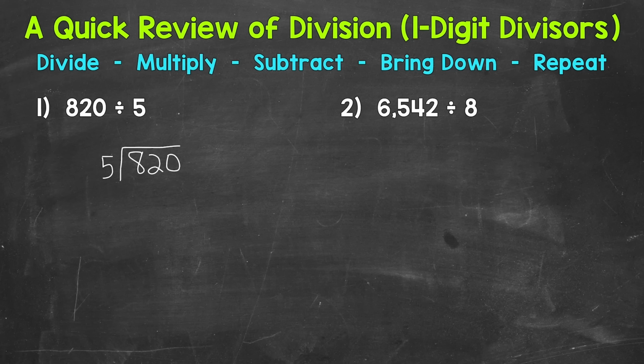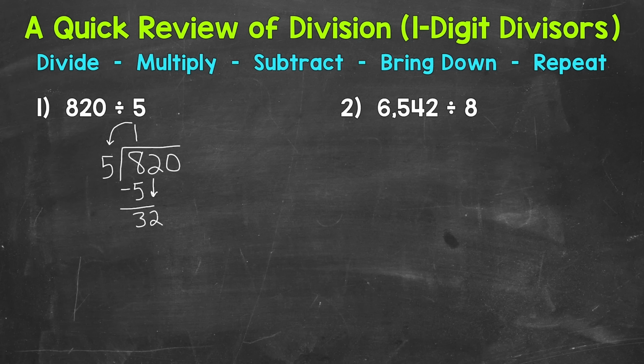So we start with divide. We're going to do 8 divided by 5. How many whole groups of 5 are in 8? 1. So that goes above our 8. Then we multiply. We multiply 1 times 5, which is 5. And now we subtract. So we do 8 minus 5, which is 3. Now we're ready to bring down our next digit, which is going to be the 2. So let's bring this down.